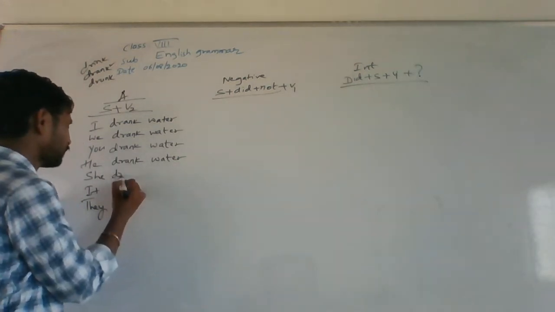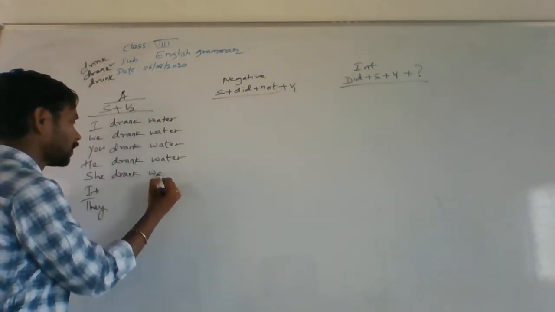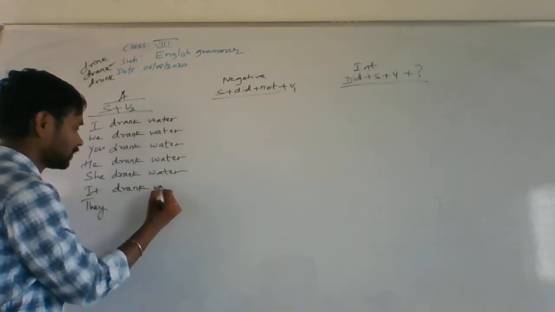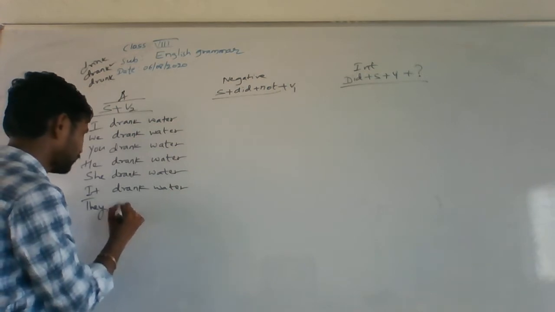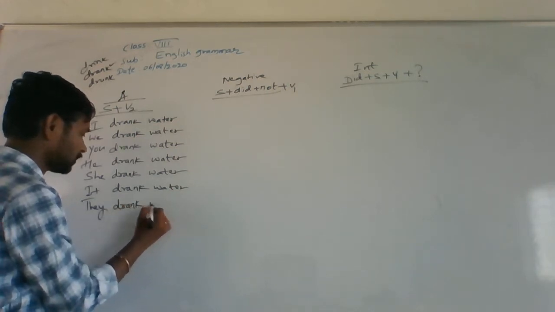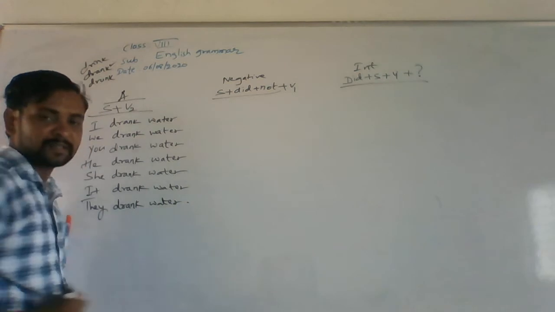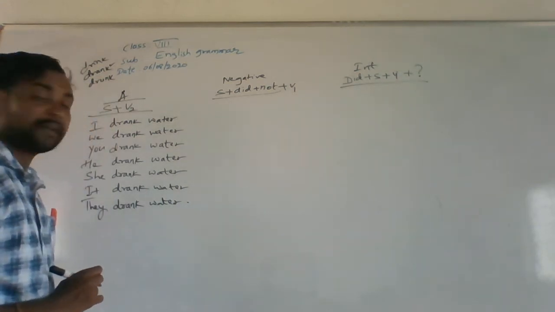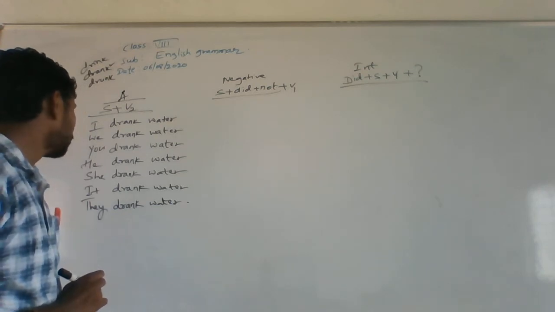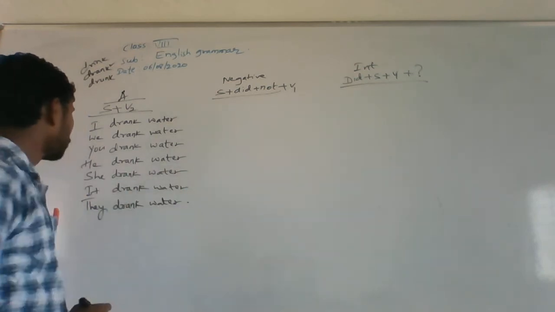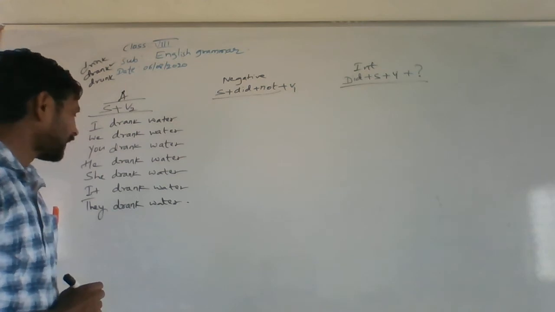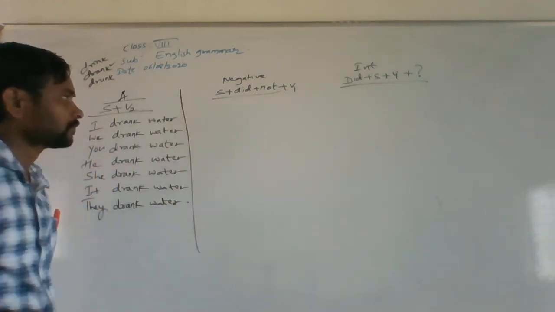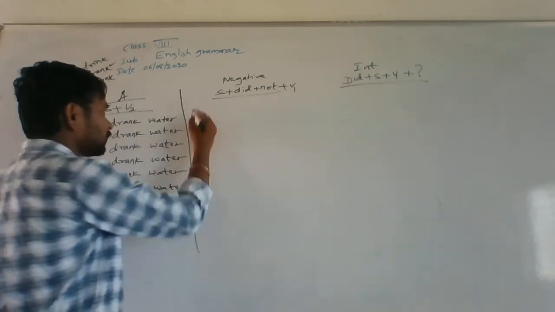Okay. Drank water. See here, I drank water. We drank water. You drank water. He drank water. She drank water. It drank water, and they drank water. It is an assertive sentence.